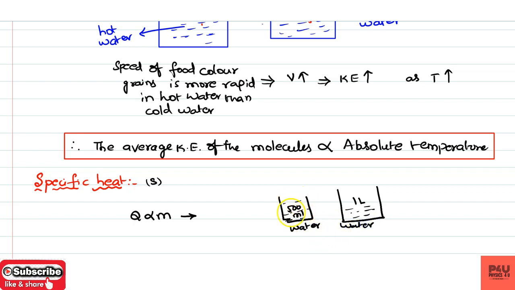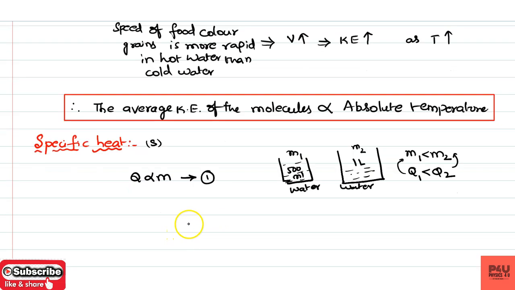Quantity of heat supplied for 500 ml is less when compared to the quantity of heat supplied to the 1 liter of water. That means here mass is m1, here m2, m1 less than m2. Therefore q1 is less than q2. So quantity of heat supplied for mass m2 is more compared to mass m1. Therefore q is directly proportional to m. Say this as equation number 1.